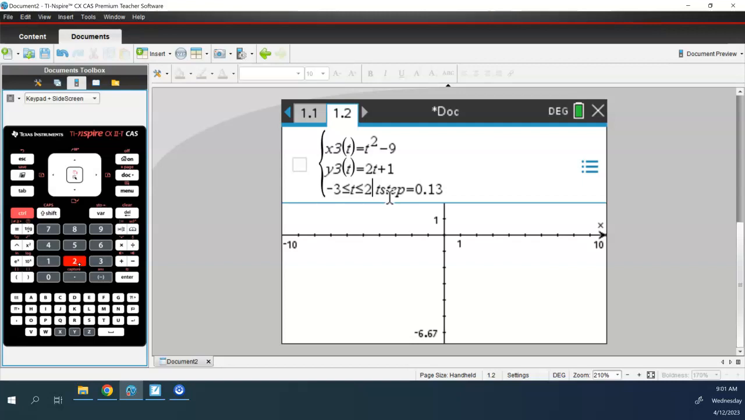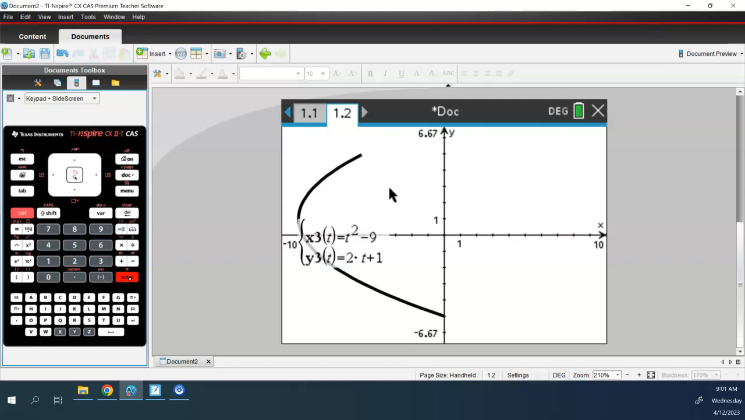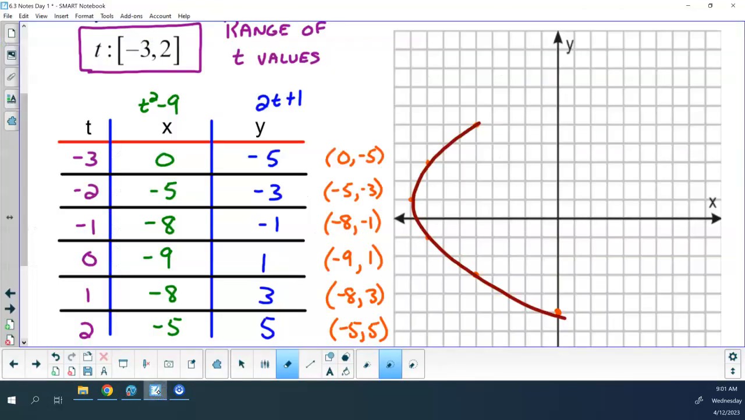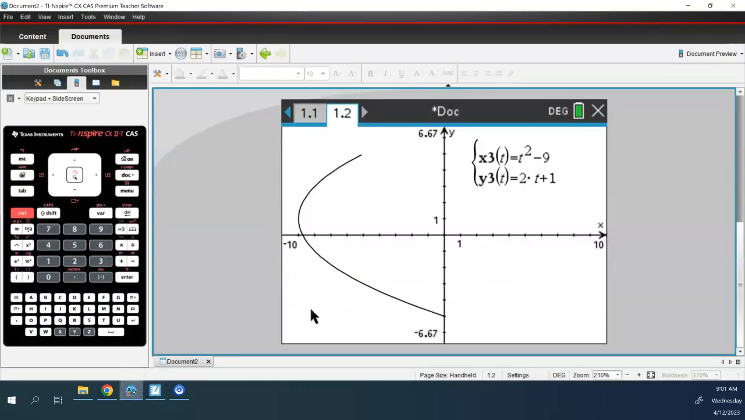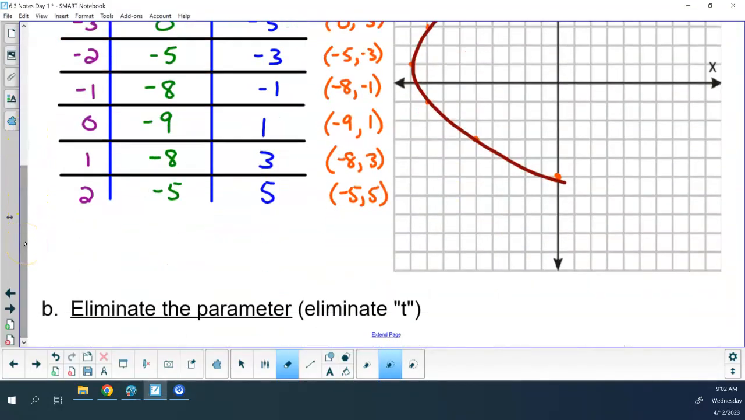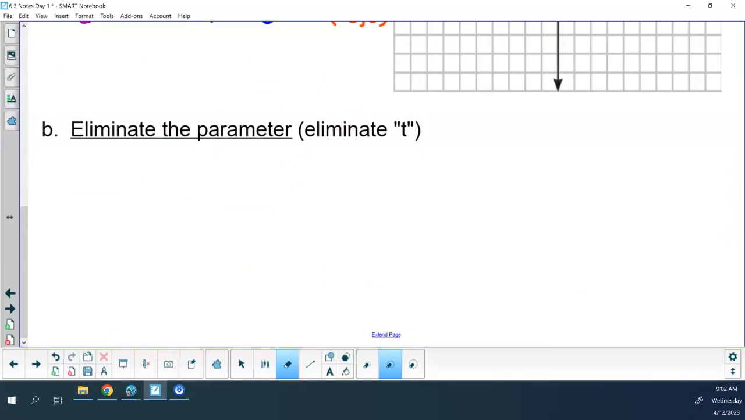Okay? All right? So then when you hit enter, you should see now the same graph that we just had. If I switch back and forth between them, they look almost identical. The scaling is a little off, but they look identical. Okay? Good times. Okay? Then now the second part of this is we need to eliminate our parameter.